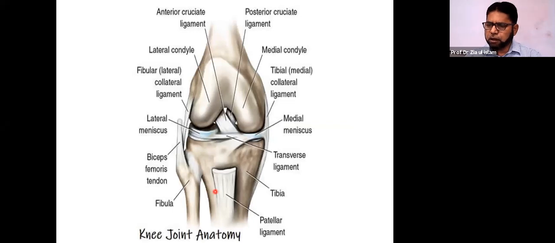This is another diagram. Here you can see how the knee joint looks. We have ligaments. This is the medial side: the medial condyle of the femur, the medial condyle of the tibia, the lateral condyle of the femur, the lateral condyle of the tibia. Between them the intercondylar eminence is present, and ligaments are present. The head of the fibula articulates with the lateral condyle of the tibia, and this is the ligament of the patella. Here the patella is attached to the patellar surface of the femur.